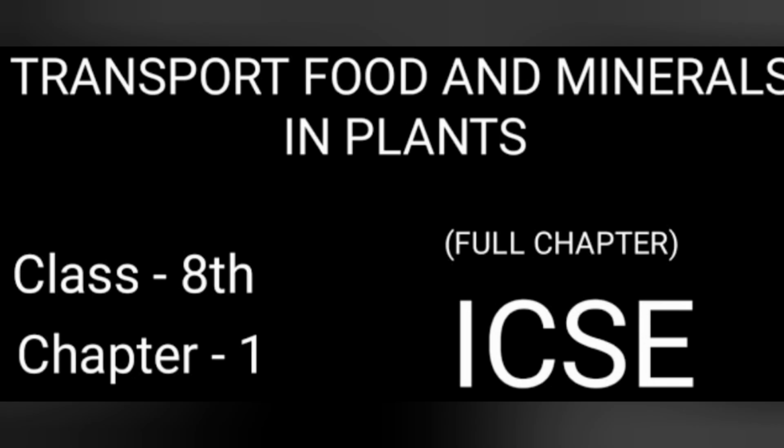Students, today a new video for the biology class 8, chapter number 1: transport of food and minerals in plants. Let's begin with absorption of water by plants. Root is typically the non-green underground part of the plant. It is extensively branched. Root is well suited to its function of absorption of water from the soil.